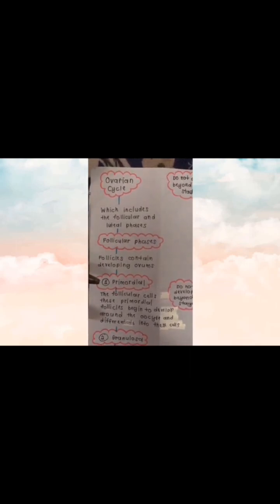Now, I want to talk about the ovarian cycle. The ovarian cycle includes the follicular and luteal phases. The first phase is the follicular phase. It begins with the follicle. Follicles contain developing ova. The follicle in this phase is called primordial, number 1 on the diagram.